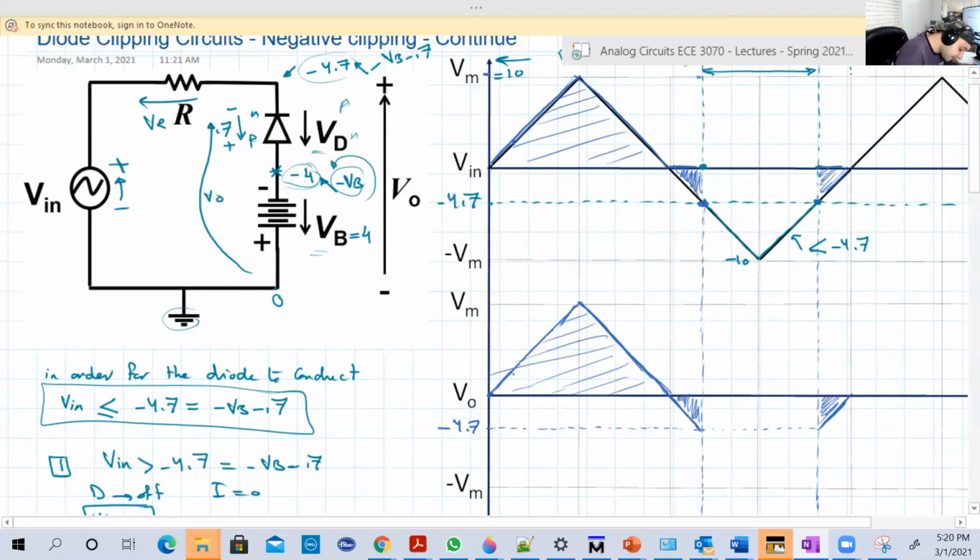So in that case, V output, I'm sorry, will be constant, equal to minus 4.7. And again, that portion, if we highlight it in that way, like this, is exactly that one.